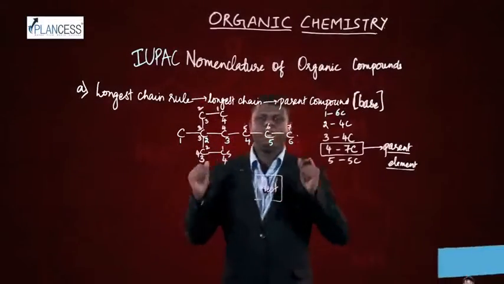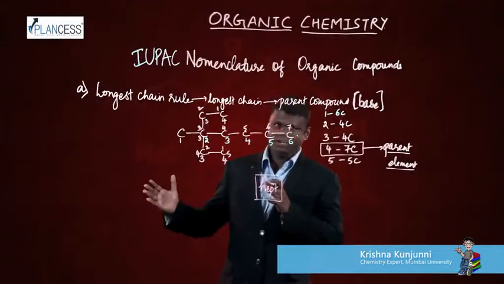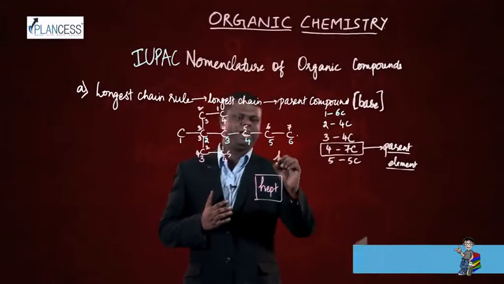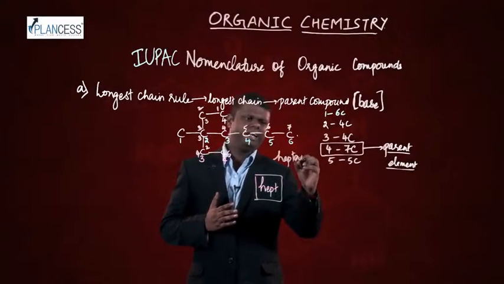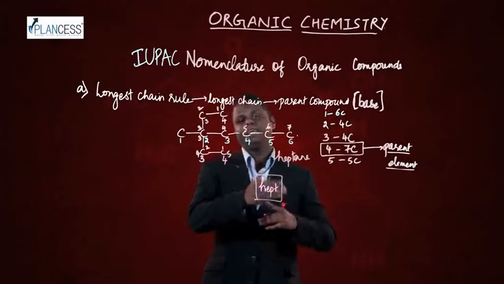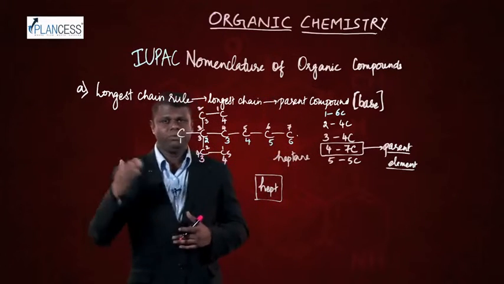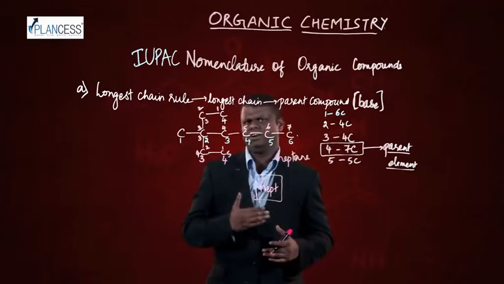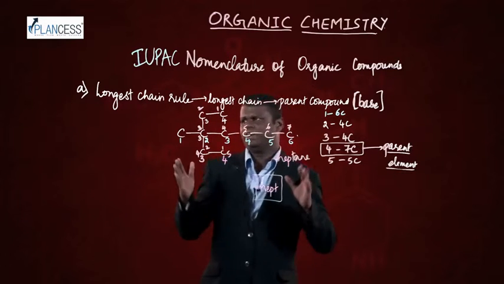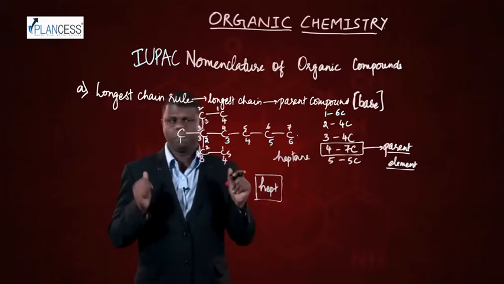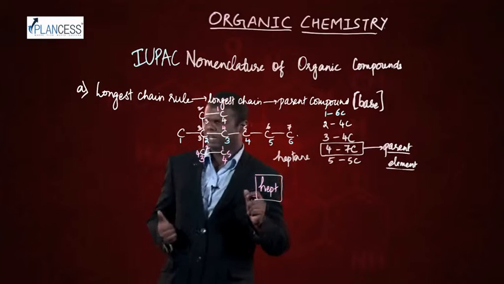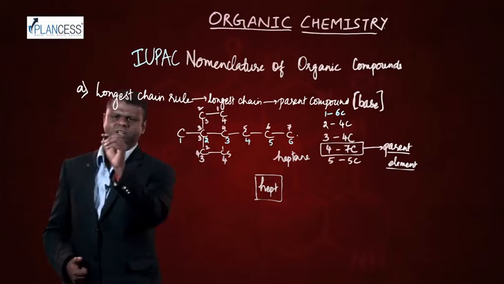We have got 7 carbon atoms as the parent chain. So now it is going to be a derivative of heptane. How to write the entire structure and the entire name of this compound, we will be knowing at the end of the completion of a number of rules.